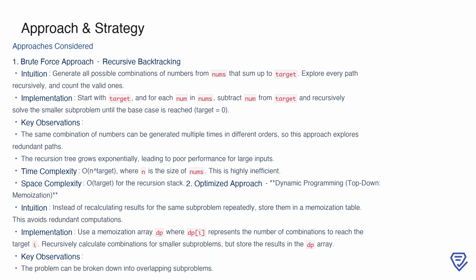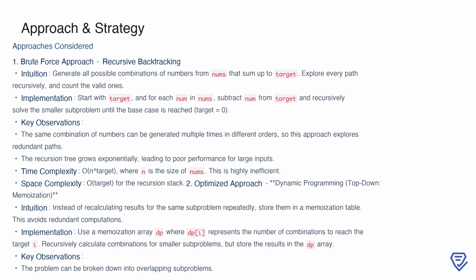However, this approach has significant drawbacks. Since the same combinations can appear in different orders, we end up exploring many redundant paths. This makes the recursion tree grow exponentially, leading to very poor performance for larger inputs. The time complexity for this method is n^target, which is highly inefficient, and it also requires O(target) space for the recursion stack. Recognizing these limitations, we then turn to an optimized approach using dynamic programming with a top-down memoization strategy.